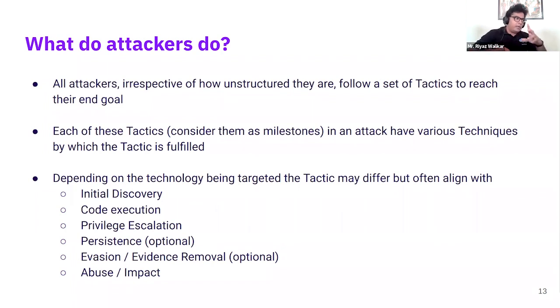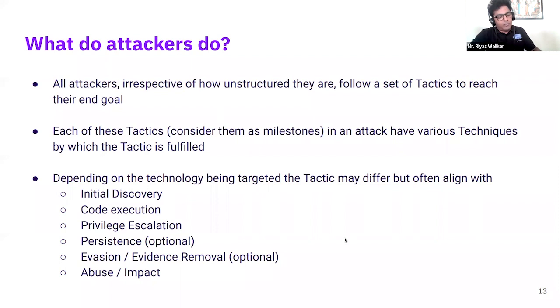Depending on the technology being targeted, the tactic may differ, but usually it aligns with initial discovery. An attacker would need to discover what the target environment is. Once the target environment has been discovered, you look at code execution, you look at privilege escalation, there's persistence in terms of wanting to stay in the network a little longer, there's evasion, evidence removal, and there's abuse. You eventually want to achieve a final impact on the environment that you've targeted.